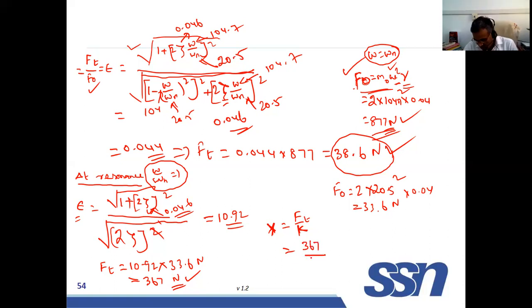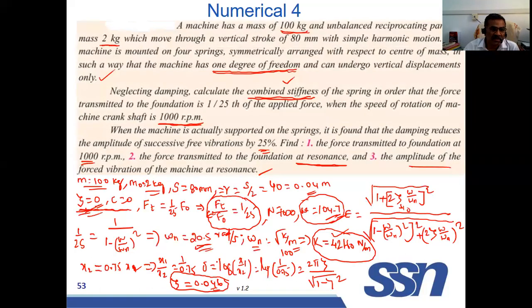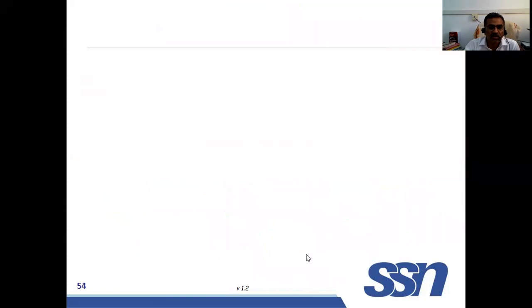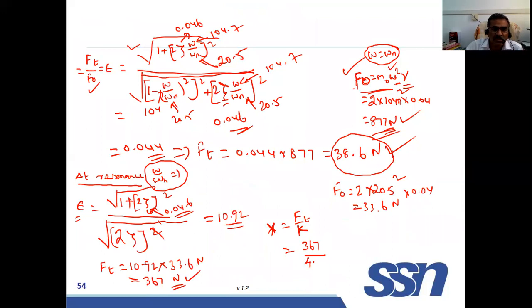The K value we have already calculated. K is equal to 4160. If you calculate, it will give the value of X. Actually, here this is not X, it is Y. Displacement Y is equal to 8.7 millimeters.